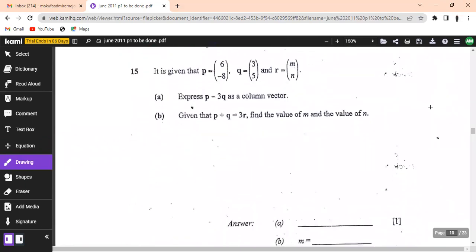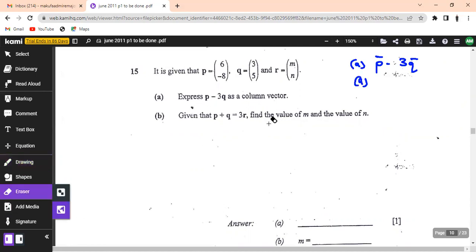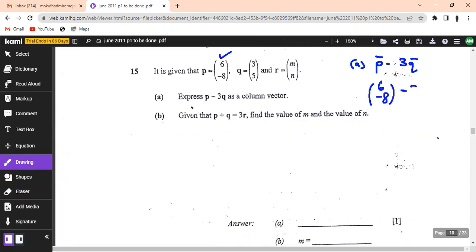Okay, number 15. It is given that vector P is equal to (6, -8), vector Q is (3, 5), and vector R is (m, n). Express P minus 3Q as a column vector. So this one is just a matter of substituting into P minus 3Q. That is our item A. Let's substitute our vector P, which is (6, -8), minus 3Q, where Q is (3, 5).